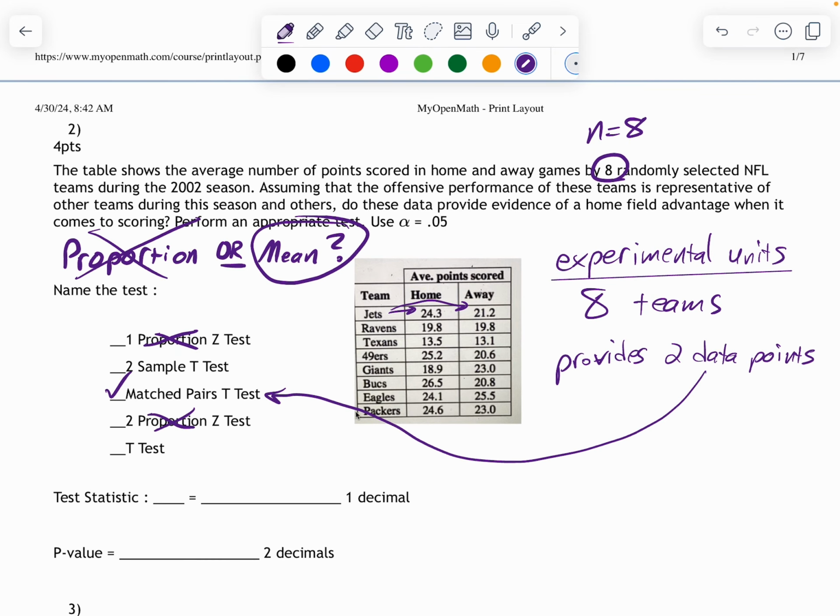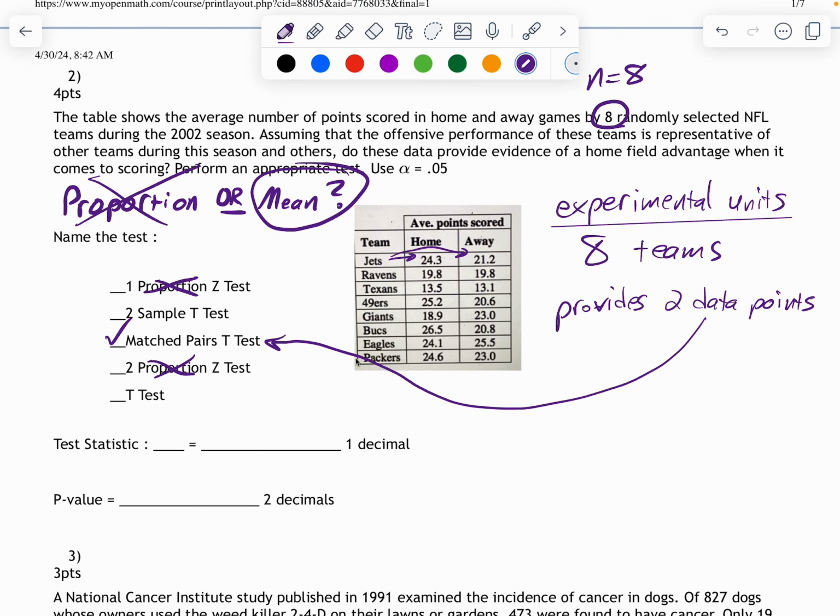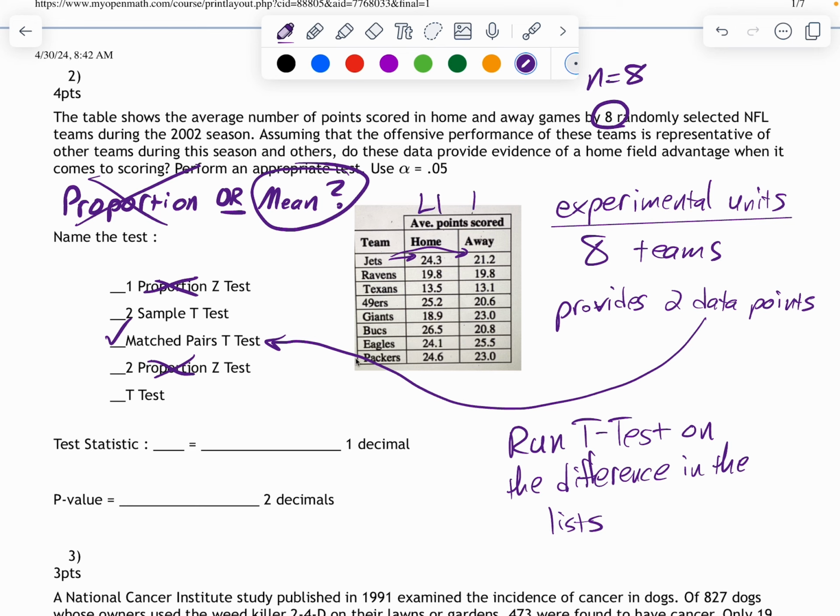So now we're going to use the calculator. Now, when you actually carry out a matched pairs on the calculator, you actually run a t-test on what? On the difference in the lists. Okay, so I'm going to put this into L1 and this into L2, and then I'm going to get an L3, which will be the difference between them.